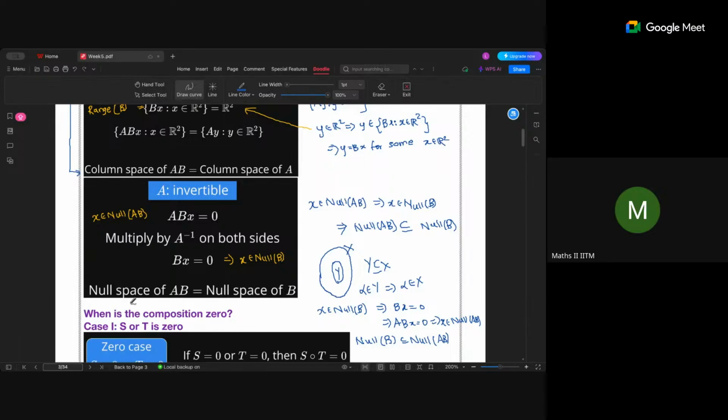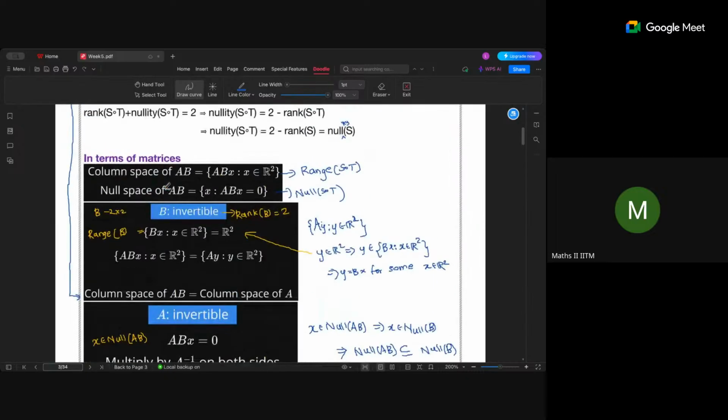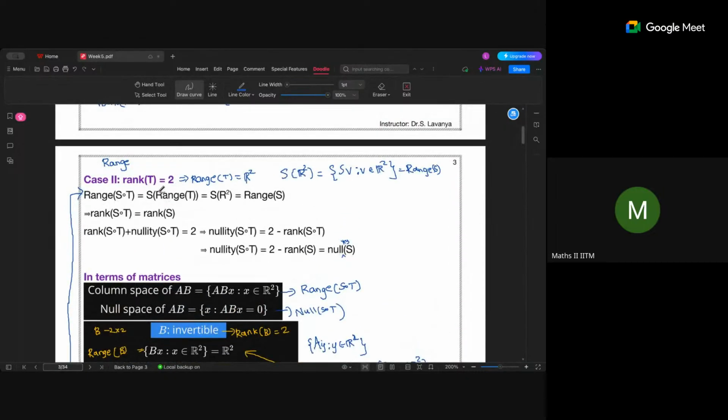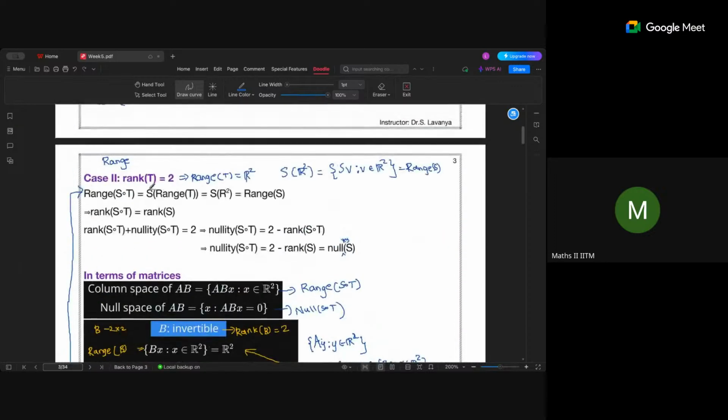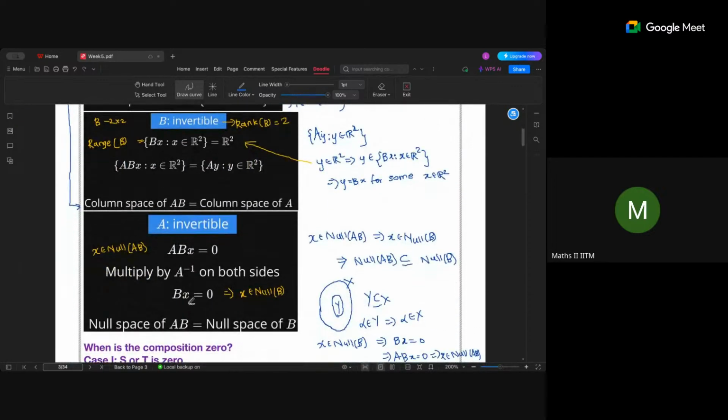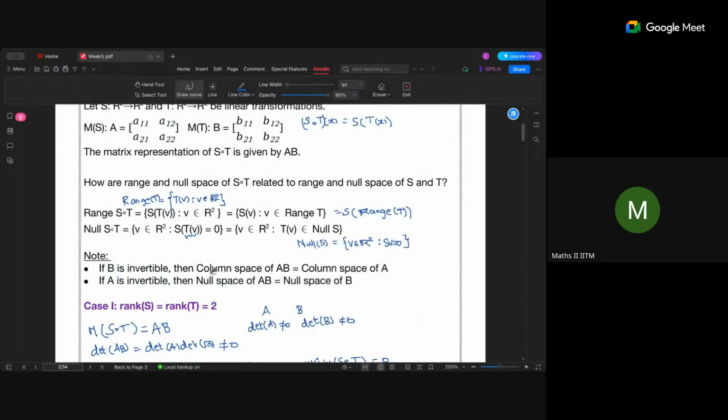Nullity is a different thing. Here we are talking in terms of null space, and here the condition is also different. Here the condition is rank of T equal to 2. Here we are talking about A being invertible. So this we have not done in terms of transformation, only in terms of matrices. This is what I have mentioned in the note here.